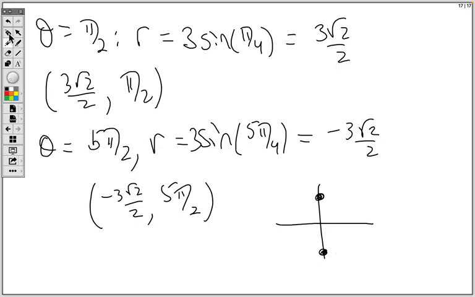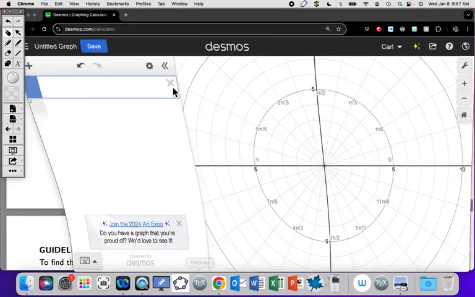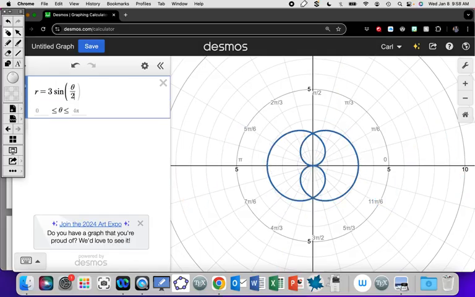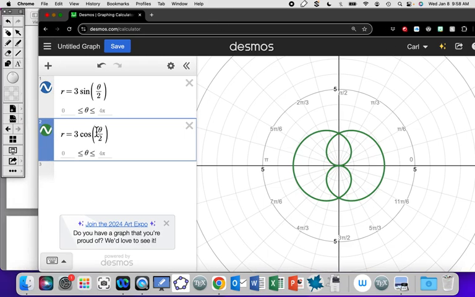So let's check that with Desmos here. r equals 3 sine theta over 2. We got that groovy looking graph. And we got 3 cosine theta over 2. And by golly, these graphs look identical. Okay, so what's happening here? What are we missing?